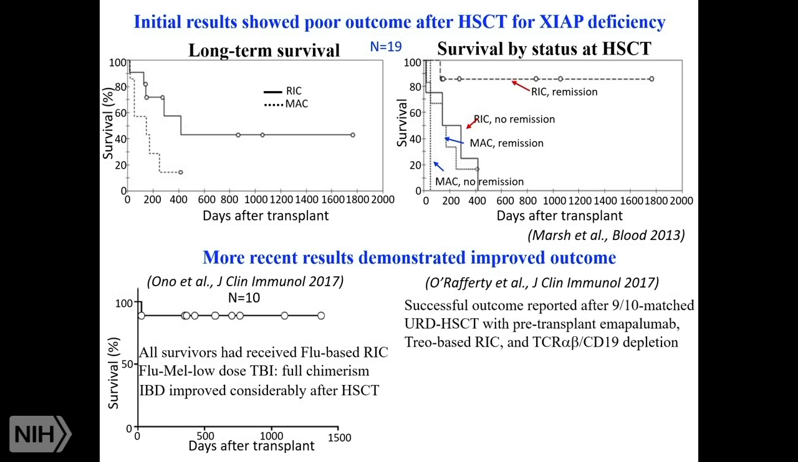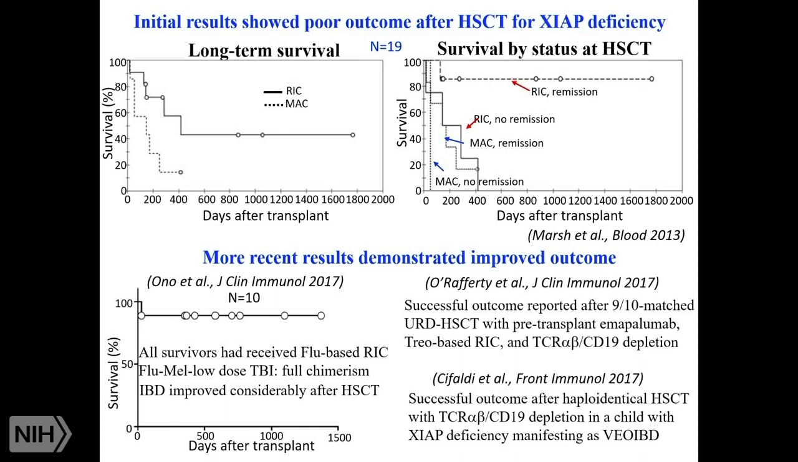In fact, there are even more recent data. This is a paper that was published a couple of years ago using an unrelated donor transplant, again using a pre-transplant anti-interferon gamma monoclonal antibody to dampen inflammation prior to transplantation and bring the patient in a better status at the time of transplantation. Again, a successful story, and very similar. This patient here received also a haploidentical transplantation, which is something that was not considered before, with alpha, beta, and CD19 depletion.